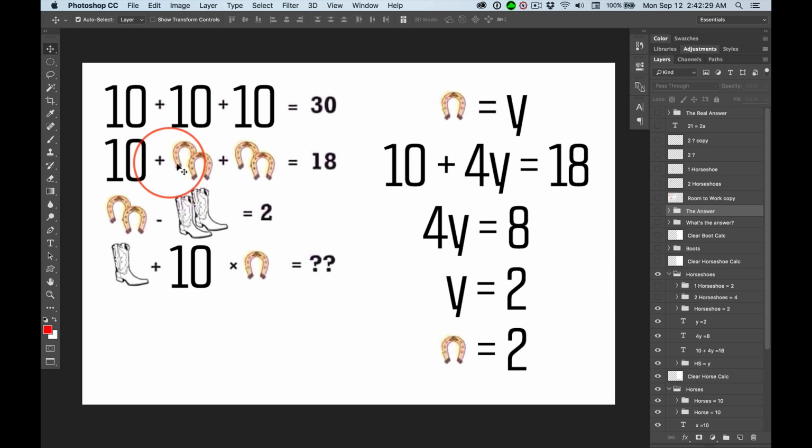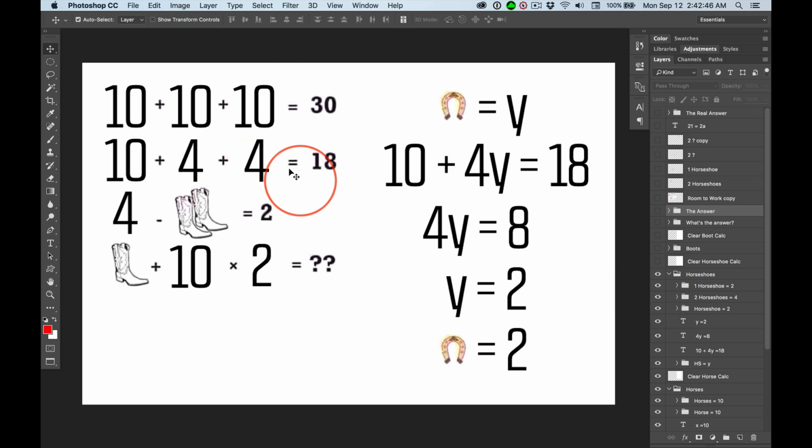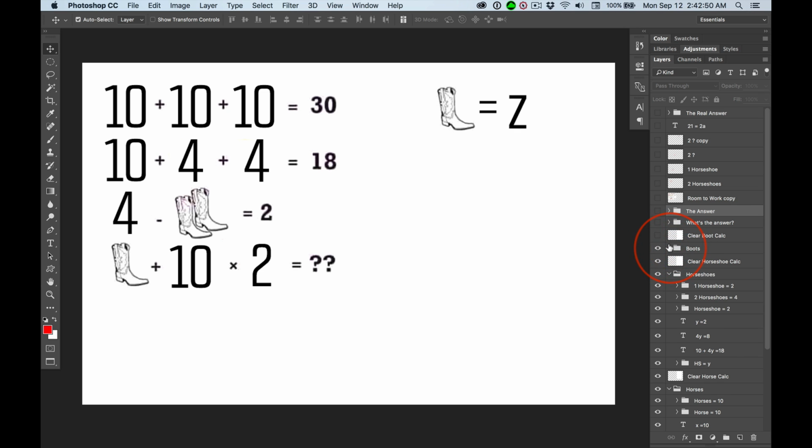And we can look up here, and everywhere there are 2 horseshoes, we have 2 plus 2. So we're able to substitute the numeral 4 for those horseshoes. And where there's a single horseshoe, we know that's worth 2. Okay, we're almost there. Let's clear that and head up to the boots.